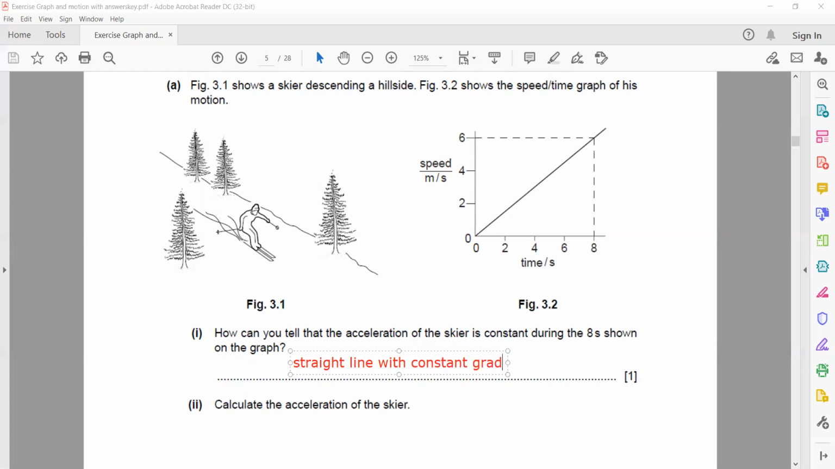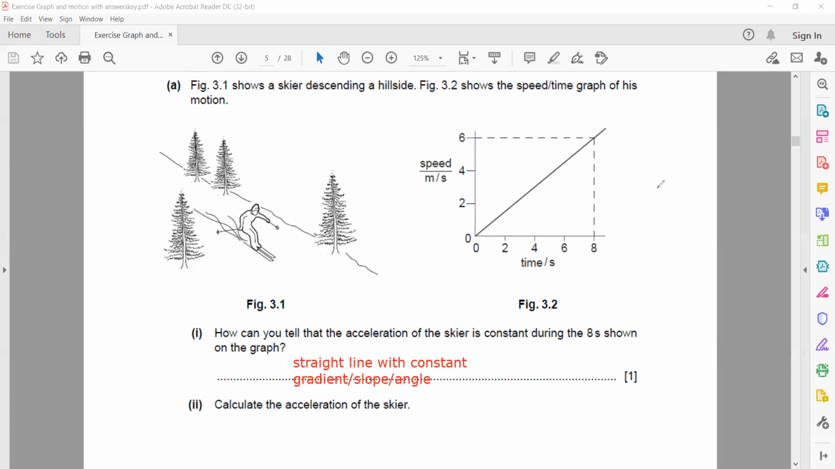Constant gradient, slope, or angle. These are the terms you can use. If the angle is changing, it means the gradient changes. If the angle does not change, it means the gradient does not change. Then calculate the acceleration of the skier. How can we calculate the acceleration?